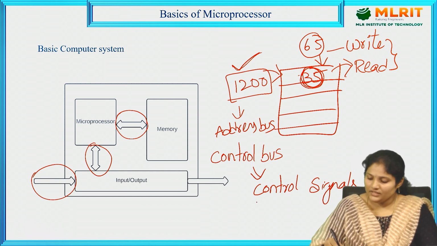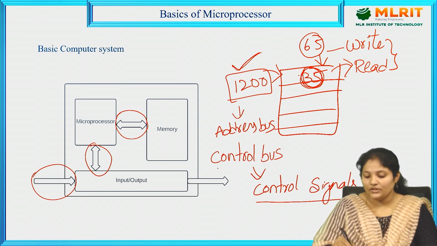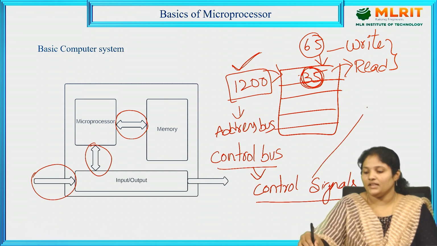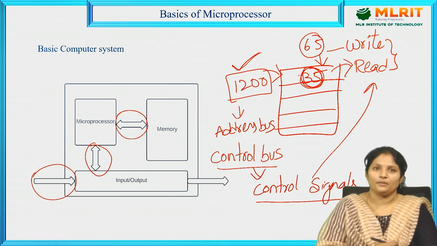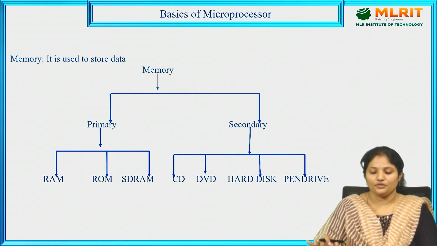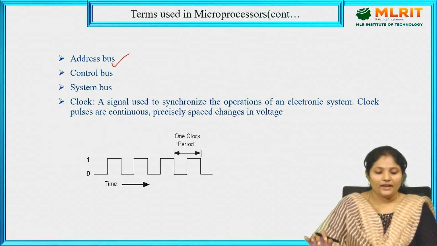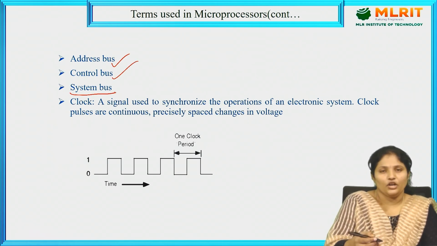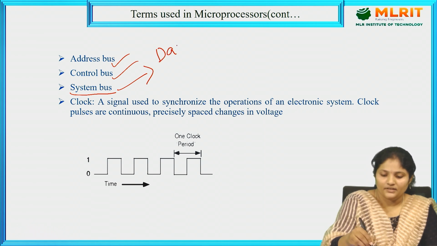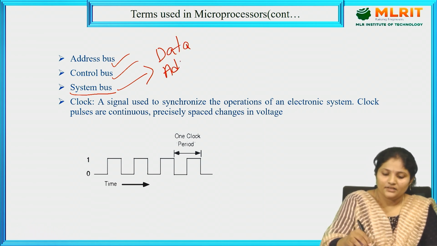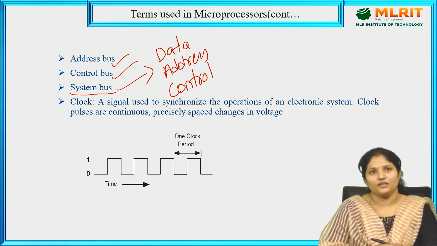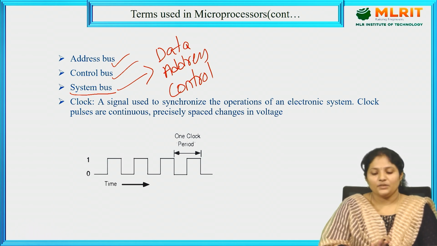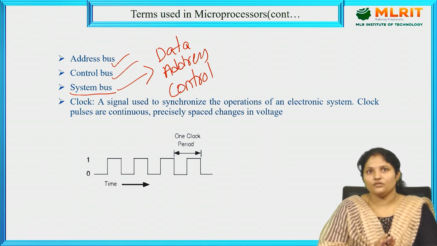So this control bus will transfer these control signals either to write into the memory or to fetch the data and read from the memory. This is the importance of the control bus. So coming back to what is the system bus? The combination of data bus, address bus and control bus. The combination of these three buses is nothing but the system bus. The system bus will transfer the data, address or control signals throughout the system.